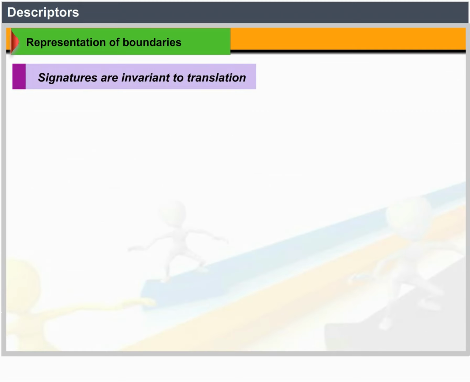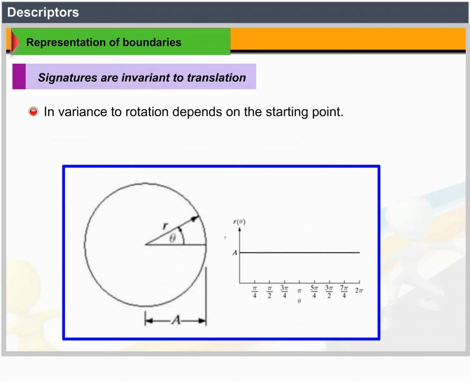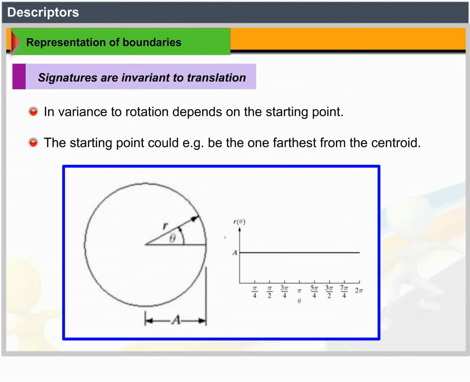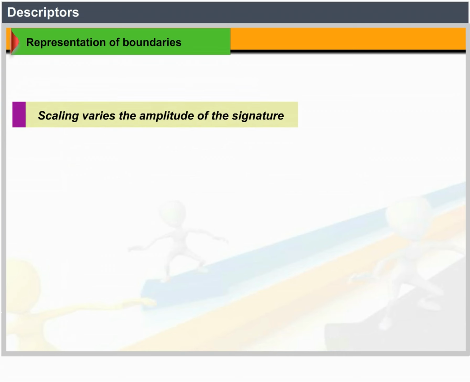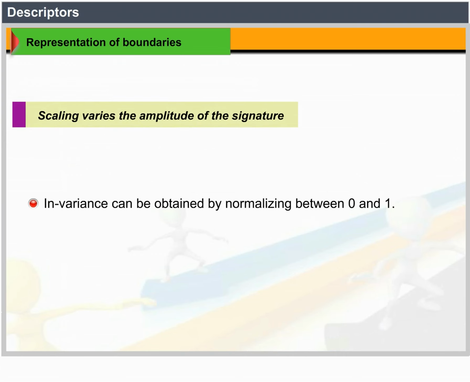Signatures are invariant to translation. Invariance to rotation depends on the starting point. The starting point could be the one farthest from the centroid. Scaling varies the amplitude of the signature. Invariance can be obtained by normalizing between 0 and 1, by dividing by the variance of the signature.